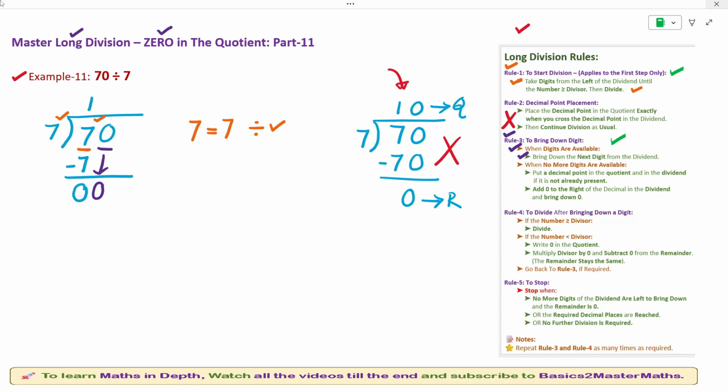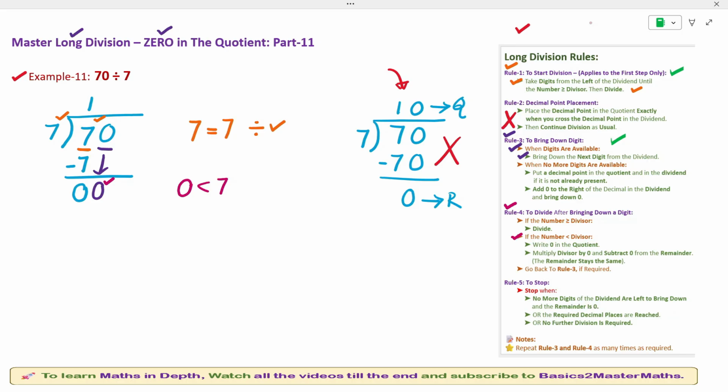Before going to rule 4, check whether the number is greater than or equal to the divisor. In this case, the number is 0, which is less than the divisor 7. Let us apply rule 4.